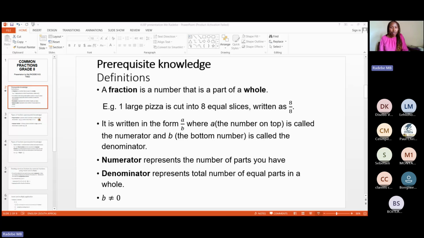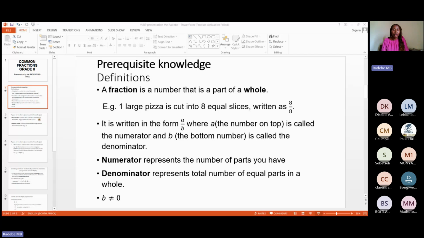So I'll be presenting to you this afternoon common fractions in grade 8. So let's start with the prerequisite knowledge that is necessary for this specific topic of fractions. Learners must know a definition of what a fraction is. A fraction is a number that is a part of a group.